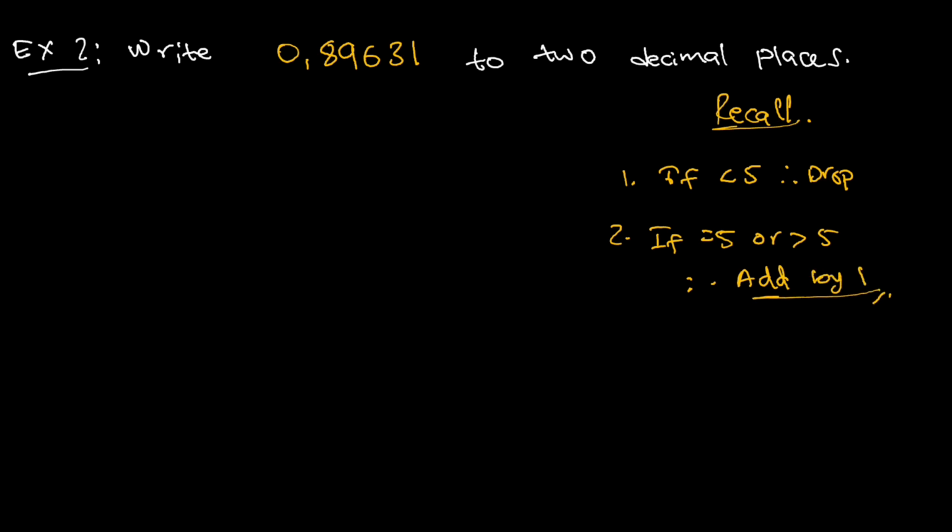So keep this in mind. The question says write 0,89631 to 2 decimal places. What is the first thing that we do? This is to 2, right? So the first thing that we do is we rewrite the decimal number and put 2 boxes, because the question says 2.